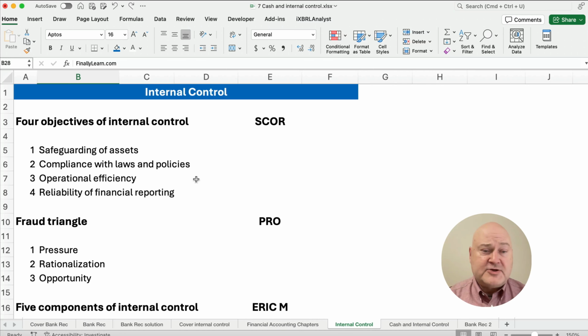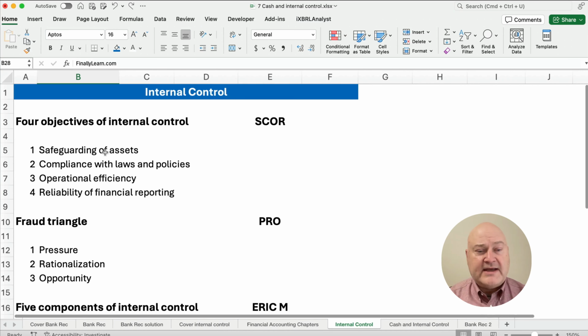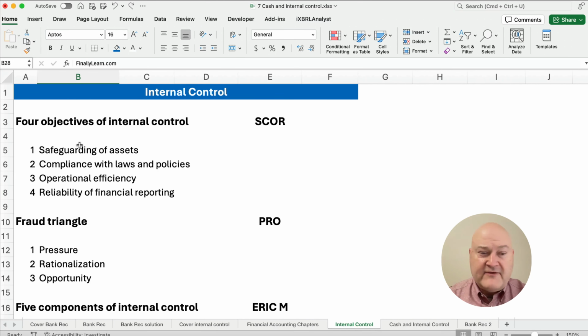So let's talk about internal control. Internal control is the idea where you're trying to safeguard assets and your financial records and financial reporting and things like that. So here are some lists, and I'm trying to come up with some mnemonic devices for you that are going to be helpful. There are 4 objectives of internal control.